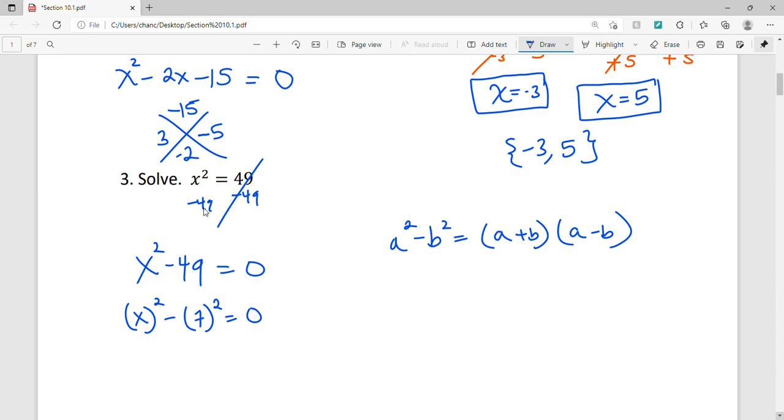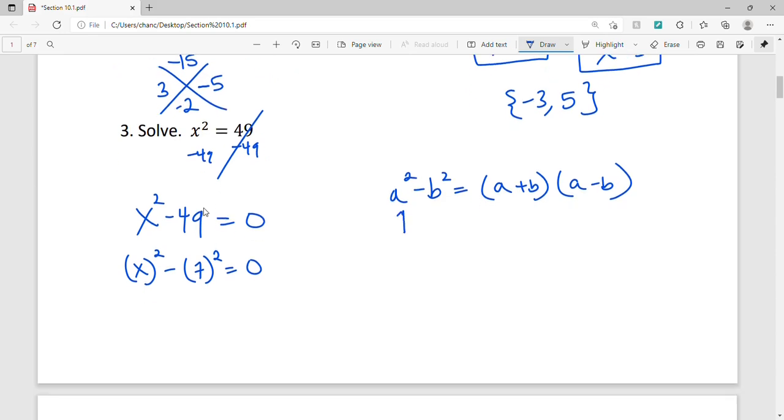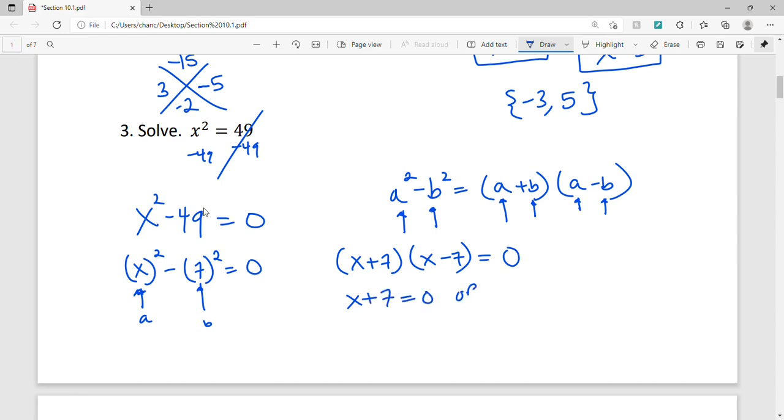And so it looks like the equation now. We have a squared minus b squared. This x is our a, and this 7 is our b. According to the formula, this factors as x plus 7 times x minus 7 is equal to 0. And that's by substituting a and b into our formula. As a result, we have x plus 7 equals 0, or x minus 7 equals 0.